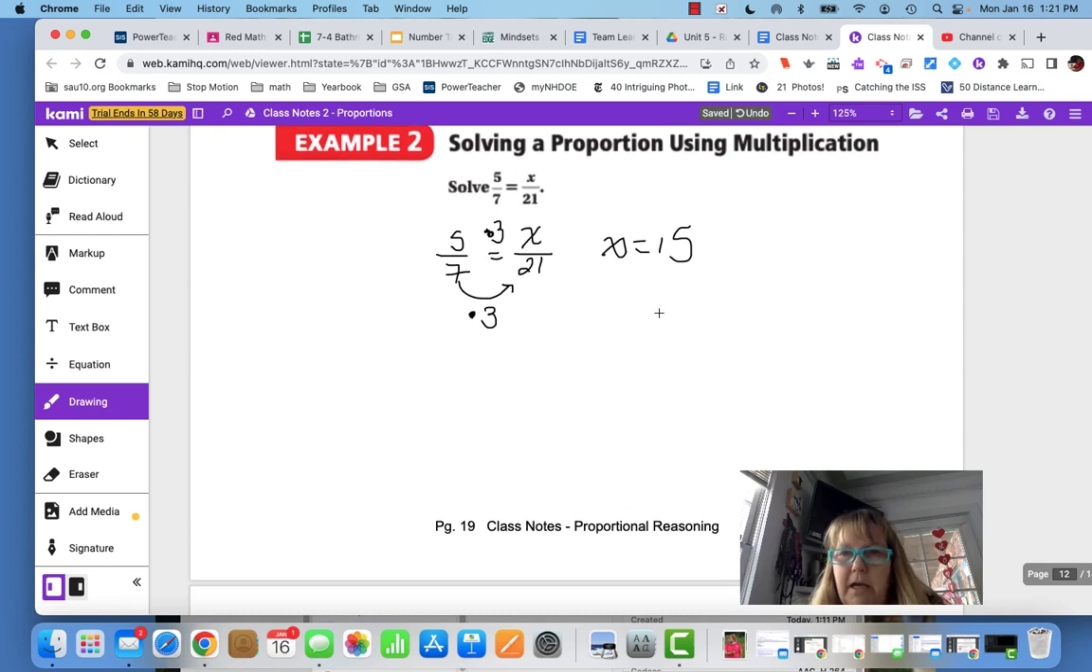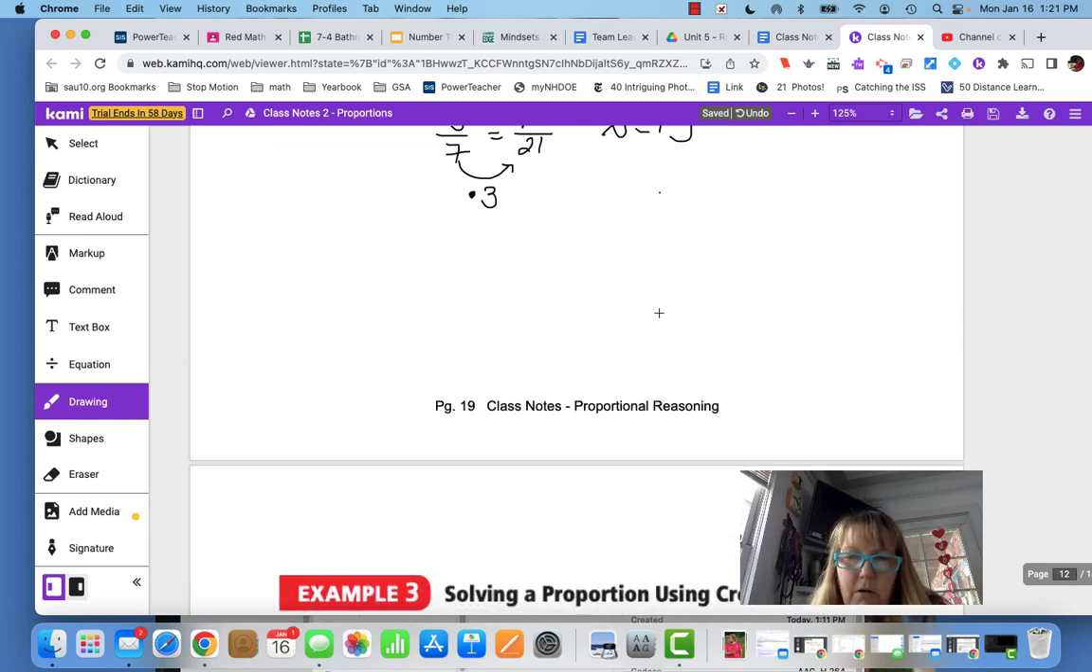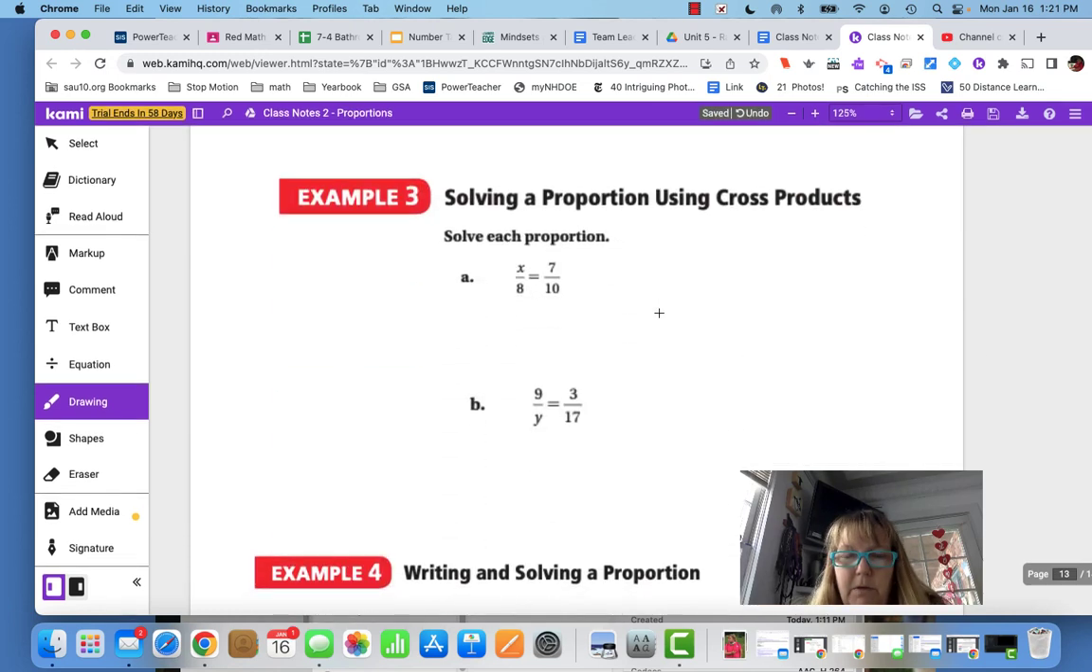Those are just casual inspection, but not all are that easy. Sometimes you have x over 8 is equal to 7 over 10. I'm sure I can figure out what I need to multiply 8 by to get to 10, but no, I have to divide because I have to go down. See, it makes it kind of hard. But I know that if it's proportional, I can use the cross product.